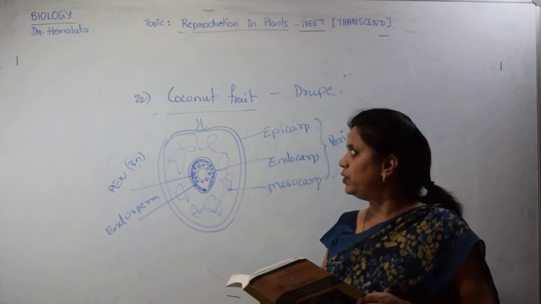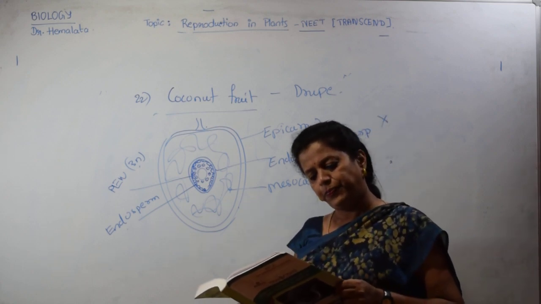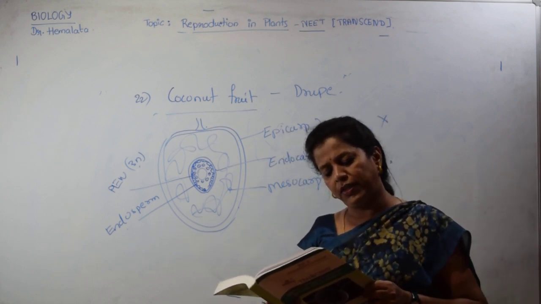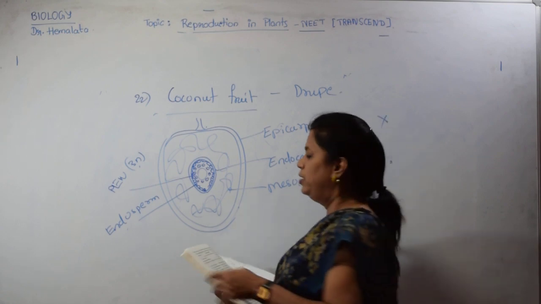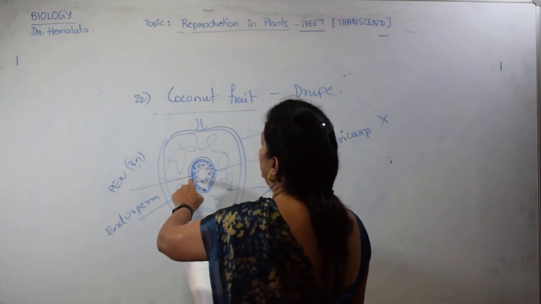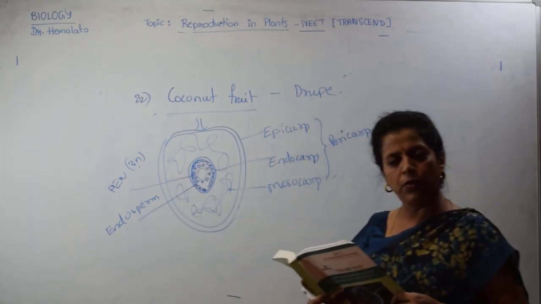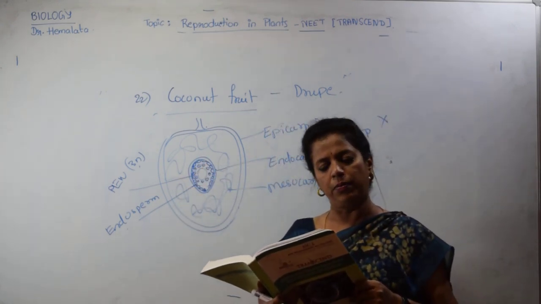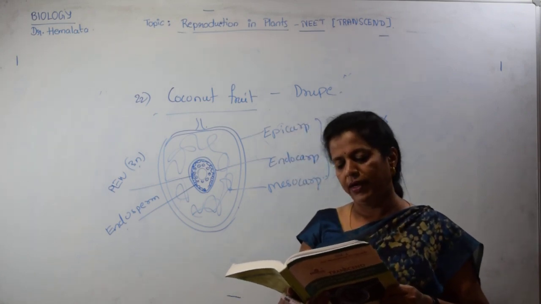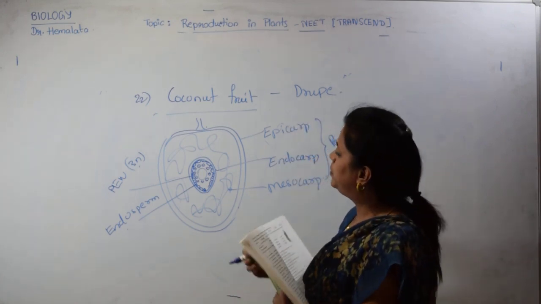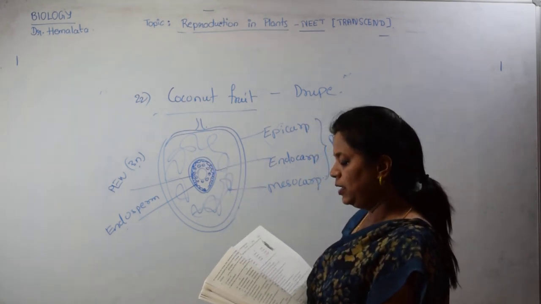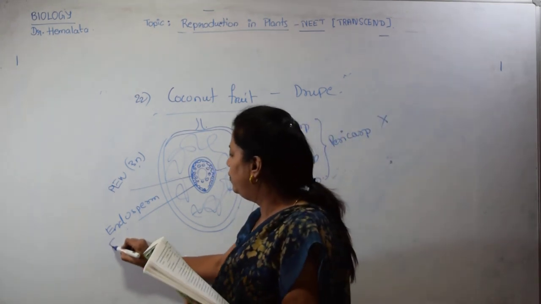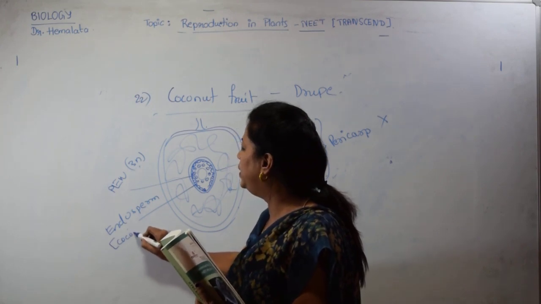Now let us go to the question. 22nd question says, milk of the tender coconut represents what? First one I said, free nuclear endosperm. This is a free nuclear endosperm. Primary endosperm nucleus is forming free nuclear endosperm. Next comes the cellular endosperm. This I told you, cellular endosperm, the mature part. That's what we call the coconut meal. We call in English this as coconut meal.